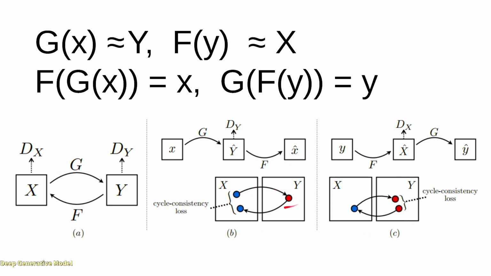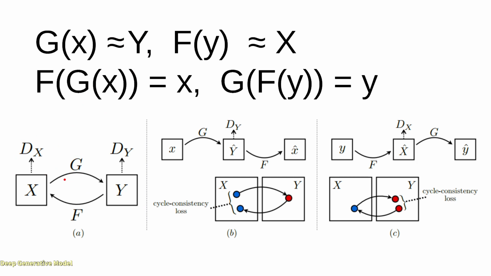This one goes here and then this one goes back. We wish this one to be as close as possible. The loss between these, the difference between these two guys, we call the cycle consistency loss. And of course, for the similarity, we use the adversarial loss. So that's the whole idea.